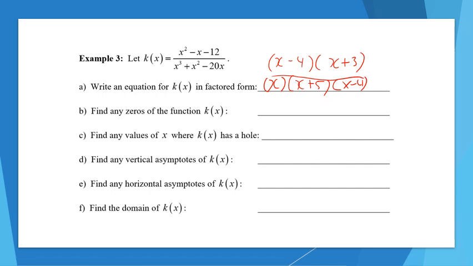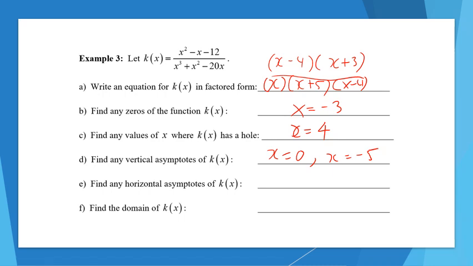Find any zeros. This is just where the numerator is equal to 0 where the denominator isn't. So x equals negative 3 should be our only zero. Find a hole. The only equally heavy factor is at x equals positive 4. And then vertical asymptotes, there should be 2, at x equals 0 and x equals negative 5 there.